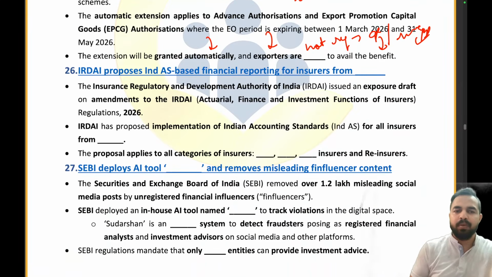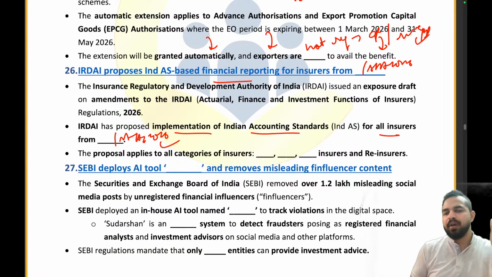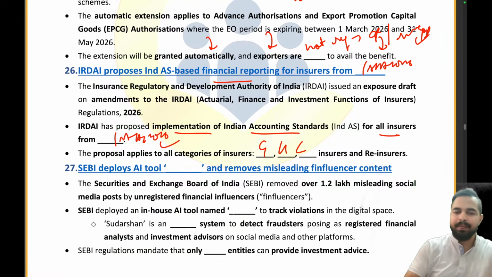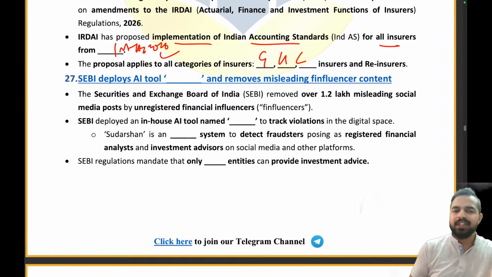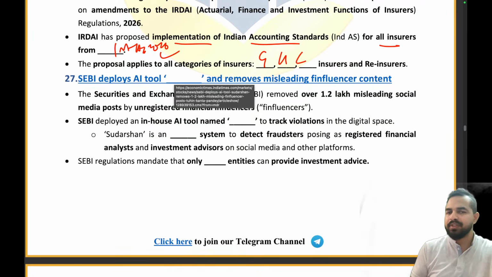So RBI has proposed India AS based financial reporting for insurers from 1st April 2026. RBI has proposed implementation of the Indian accounting standards for all insurers from 1st April 2026. The proposal applies to all types of insurers, general insurers, health insurers, life insurers, reinsurers, to everyone. It is basically applied. Now please tell me the tool which has been launched by SEBI to remove misleading influencer content, that is Sudarshan. Sudarshan is the right answer.